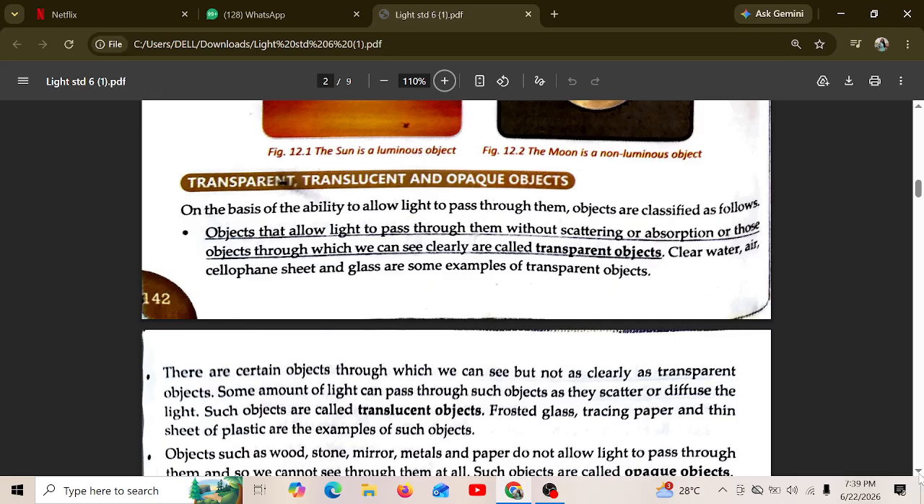Objects that allow light to pass, as I mentioned, through them without scattering or absorption, or those objects through which we can see clearly. For example, the ruler you are having in your pencil box. For example, the glass water bottle which is present in your fridge. All this counts to be transparent objects. Okay, children? The clear water, cellophane sheet, etc.